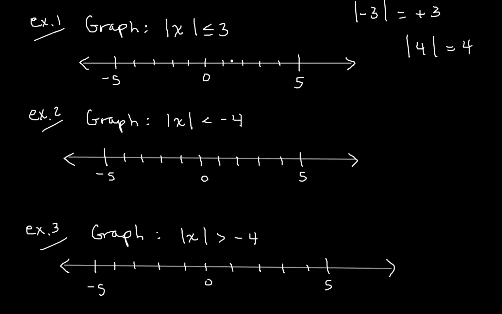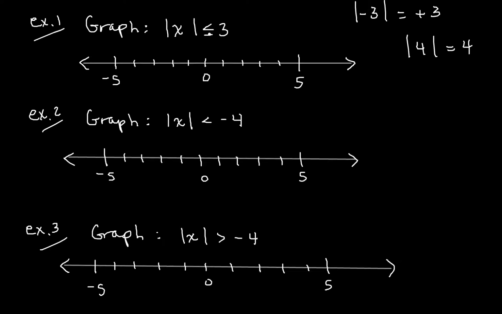Graph the absolute value of x is less than or equal to 3. One way to help yourself is to pick some numbers and see what works. If you put in a 0, is 0 less than 3? The absolute value of 0 is less than 3, yep, so 0 works. If we put in a -5, the absolute value of -5 would be +5, and that is not less than 3. If I put in -4, the absolute value of -4 is not less than 3 because it would be +4.